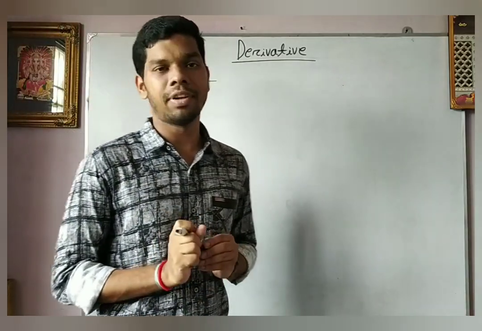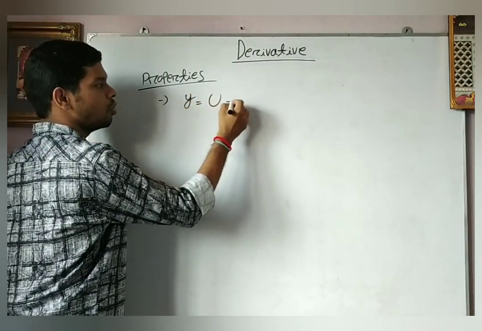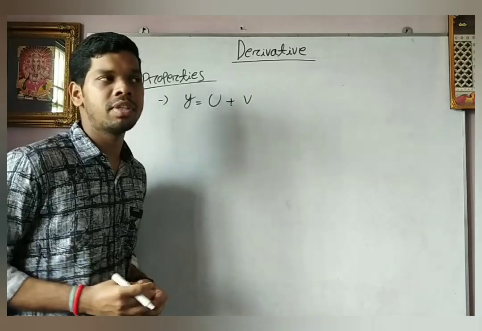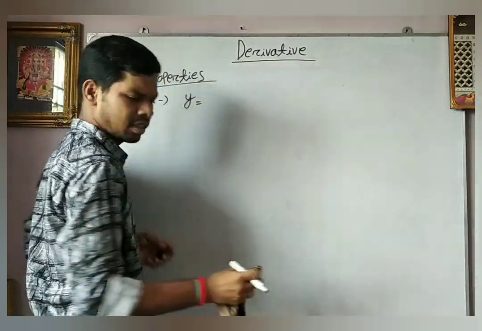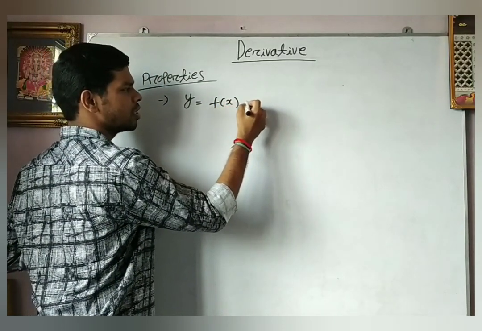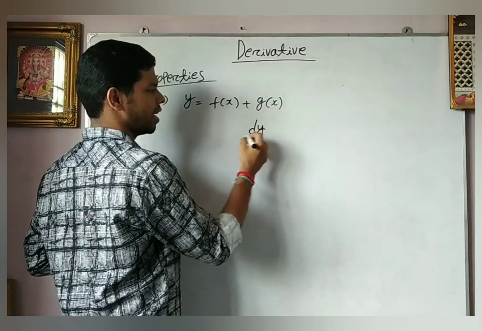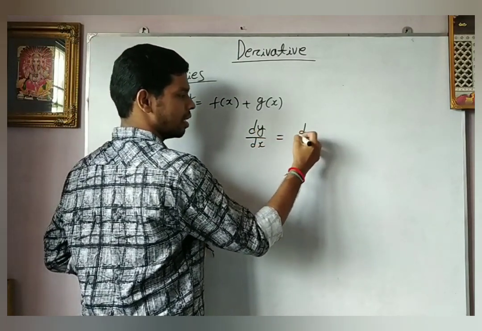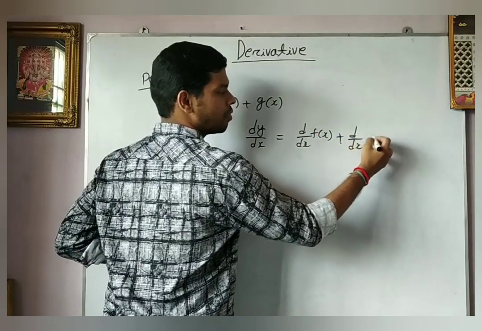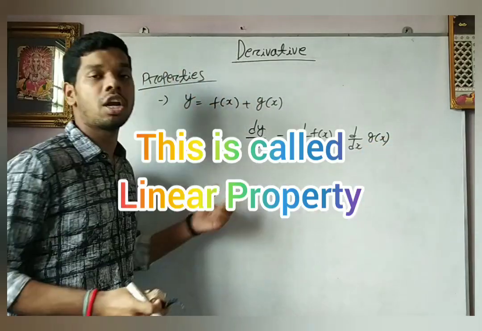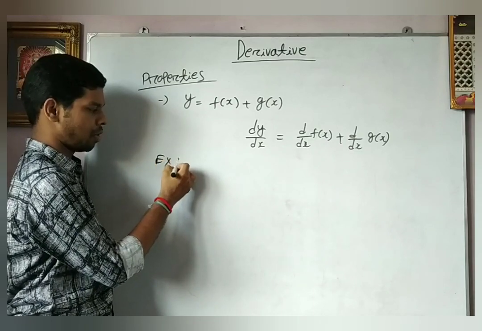Properties of derivative. First property, y equal to u plus v. U plus v means u is a function and v is another function, or you can write f of x plus g of x, two functions, and derivative of y is derivative of first function plus derivative of second function. This is called linear property. And I will give you some examples of linear property.